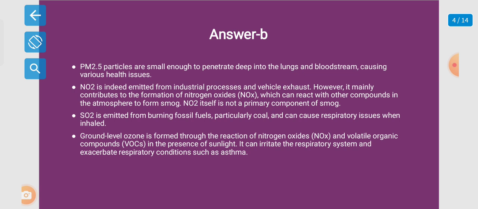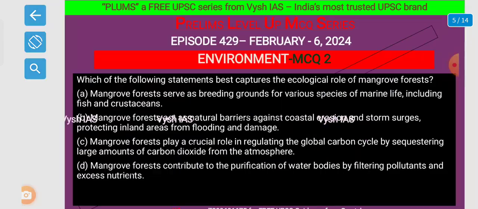The third statement regarding sulfur dioxide: it is emitted from burning fossil fuels, primarily coal, and can cause respiratory issues when inhaled. Ground level ozone is formed through the reaction of nitrogen oxides and volatile organic compounds, VOCs, in the presence of sunlight. It can irritate the respiratory system and exacerbate respiratory conditions such as asthma.